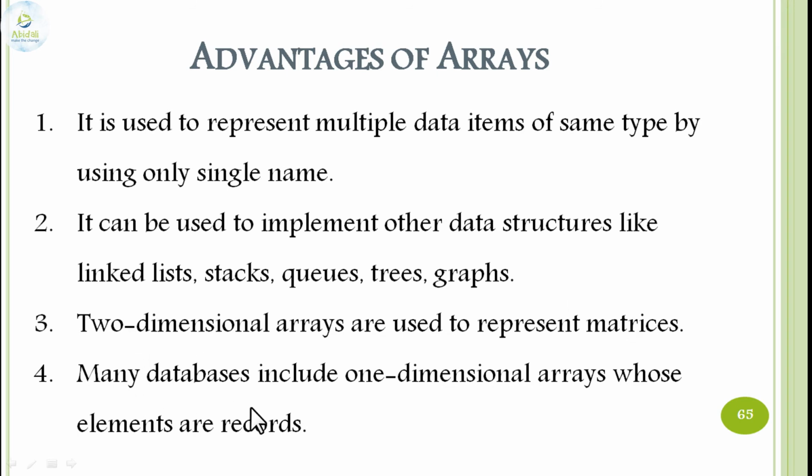Many databases include one-dimensional arrays whose elements are the records. Okay, a record is a kind of collection of data items which are of similar type. A record of names studying in the independent PU college, a record of date of birth of the students studying in independent PU college, a record of fees collected by the independent PU college. So all these are the same kind of things that we have under the records.